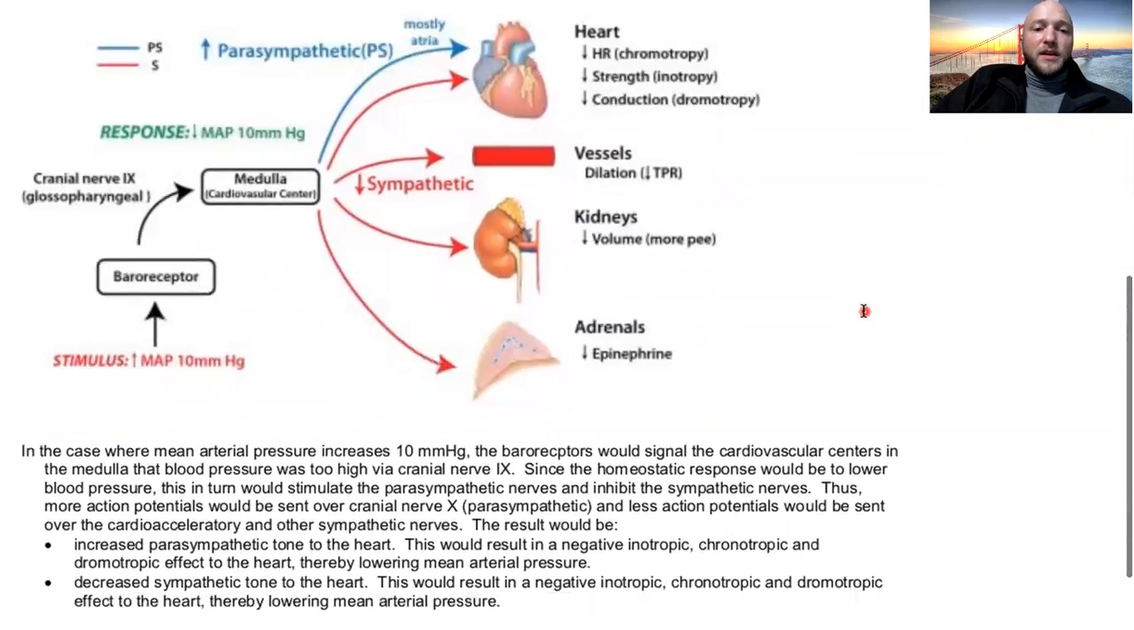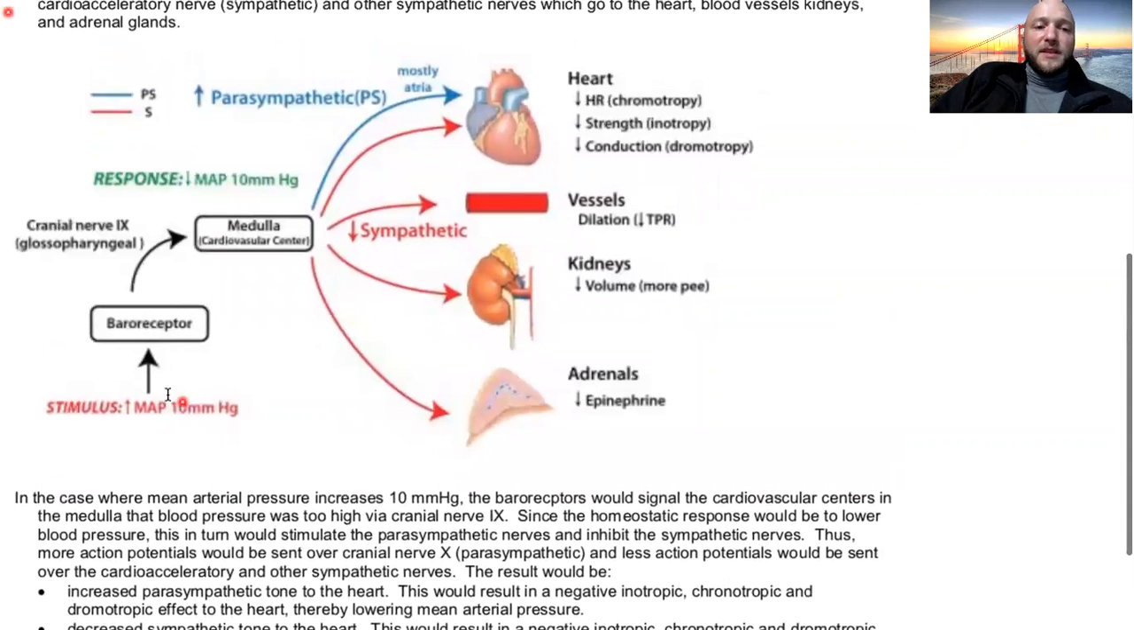So, the stimulus is an increase of MAP by 10. Our pressure receptors detect it. They send a signal via an afferent nerve, the glossopharyngeal, to the integrating center, the processing center, the medulla, the cardiovascular center of the medulla. This then decides that it wants to decrease MAP by 10 millimeters of mercury. So what does it do?